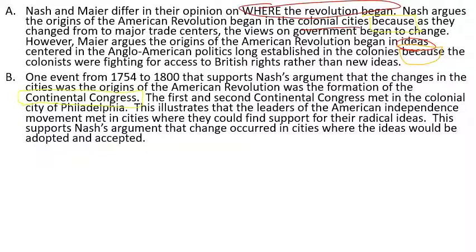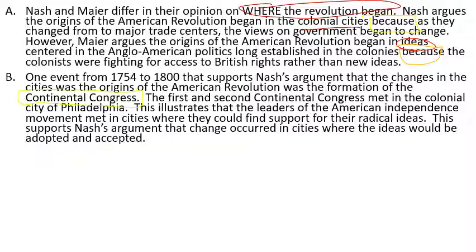And so we've got to give further details as to how this fits with their argument. So it says, "The First and Second Continental Congress met in the colonial city of Philadelphia. This illustrates that the leaders of the American independence movement met in cities where they could find support for their radical ideas. This supports Nash's arguments that change occurred in cities where the ideas would be adopted and accepted." Do you feel like this person did a good ABE? Provided the answer, provided support for the argument, and provided the example to back it up, right?